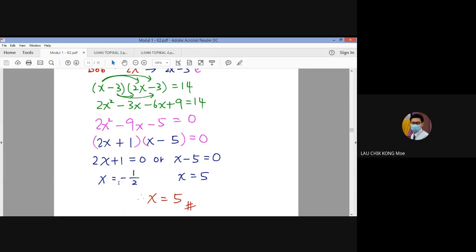The first is x equals negative 1 over 2. The second one is x equal to 5. Mungkin semalam masa saya semak jawapan awal saya terlupa. Ini kena ada pemfaktoran di sini ya.